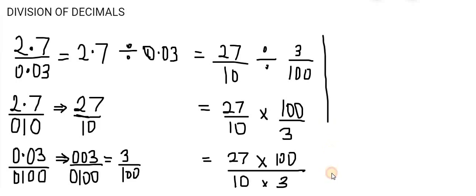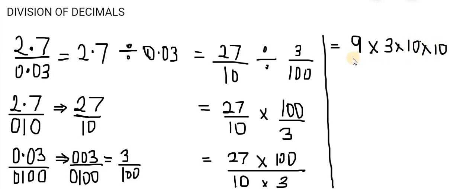Okay, now for the division, I break 27 down into 9 and 3, 100 down into 10 times 10, and we have 10 times 3 at the bottom. So there's a 3 at the top and a 3 at the bottom. We cancel that out for 1 and 1. There's a 10 at the top and a 10 at the bottom. We cancel that out for 1 and 1.